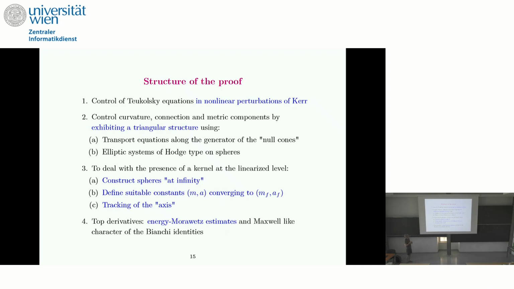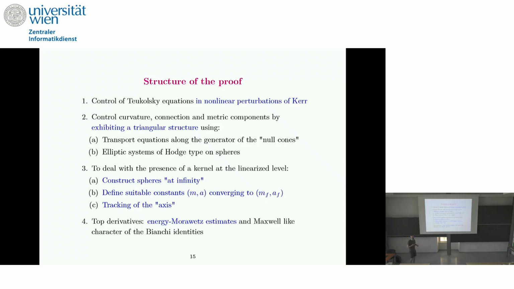Okay, so this first step, even though it's conceptually obvious from what I explained in the linear theory, is probably technically the most involved together with the fourth step. These are the two steps that are done in this joint work with Elena Giorgi and Sergiu Klainerman. Then once you have decay for the Teukolsky scalars, you can proceed to control the rest of the system. And here is where you want to exhibit a triangular structure.